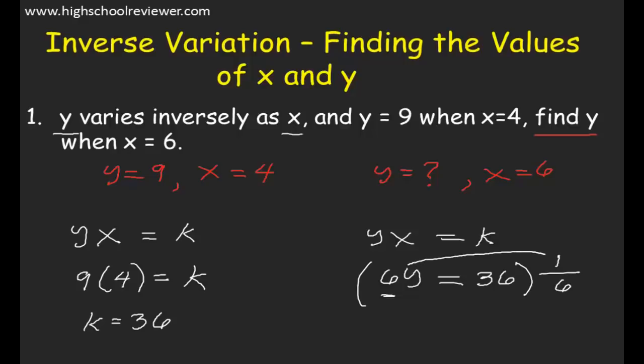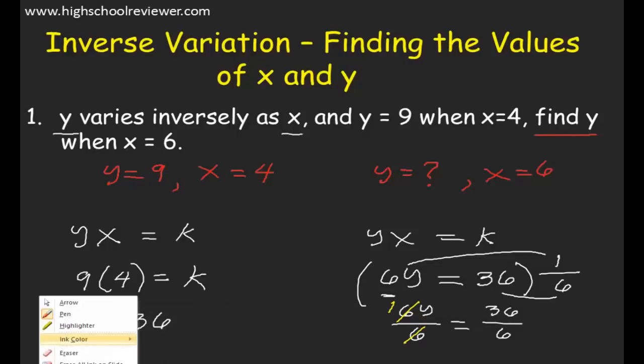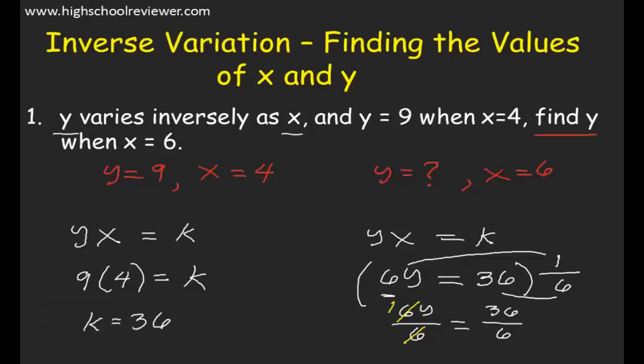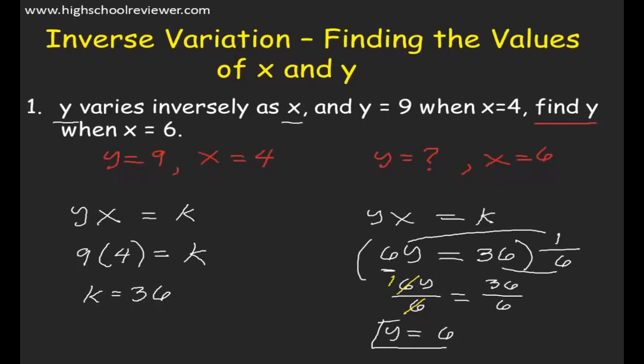So this will be 6y times 1 over 6, that is 6y divided by 6. And 36 times 1 over 6, we have 36 all over 6. 6 divided by 6, this is 1. And 1 times y is equal to y. 36 divided by 6 is 6. Y is equal to 6 when x is equal to 6.